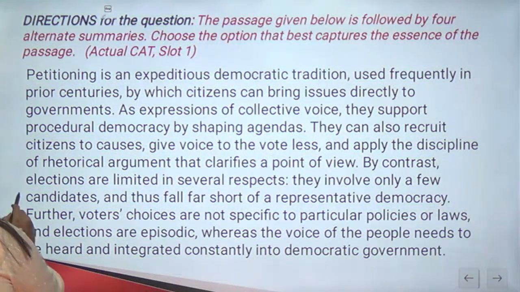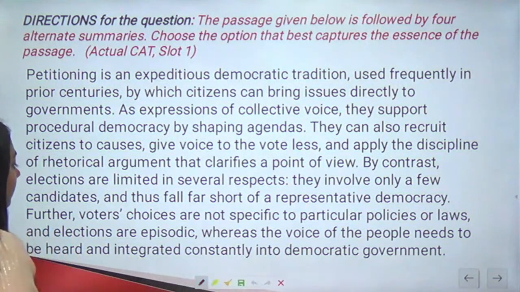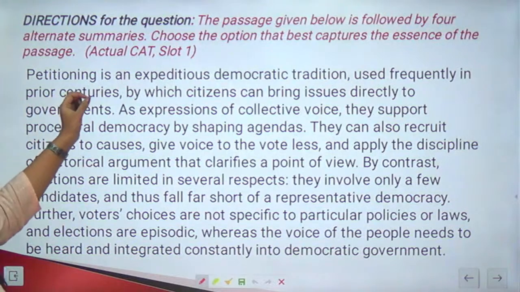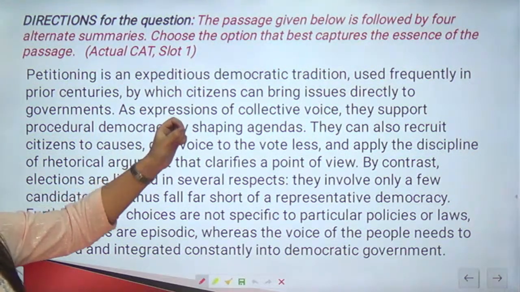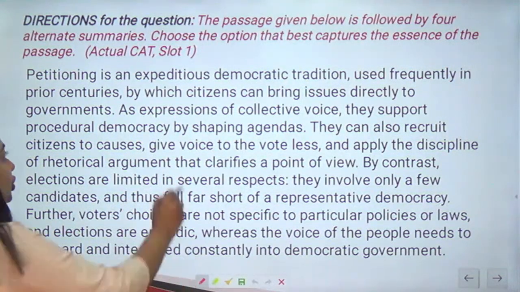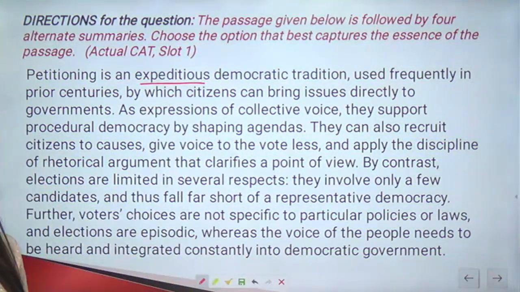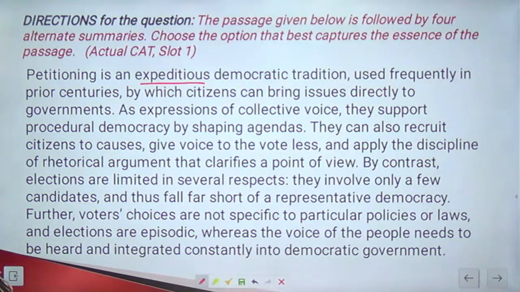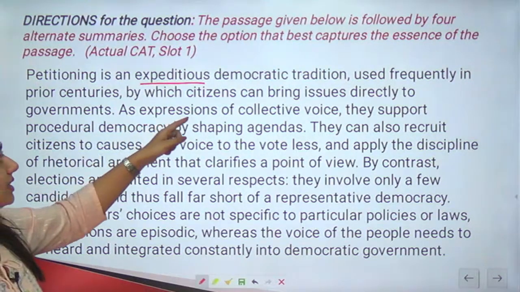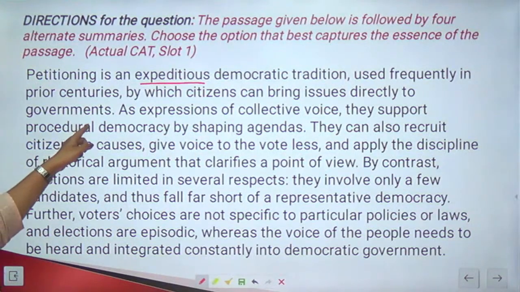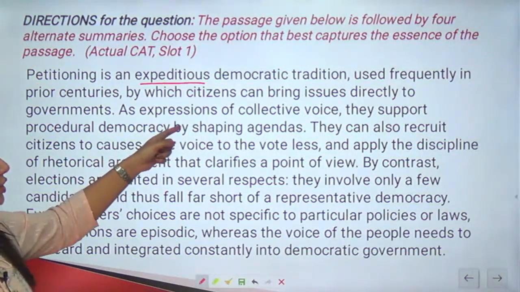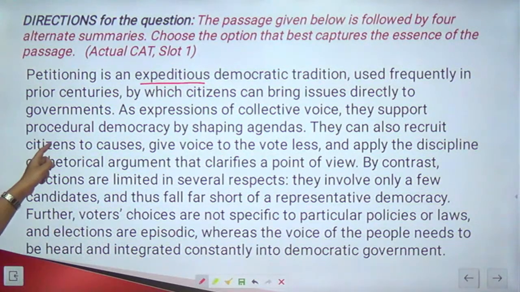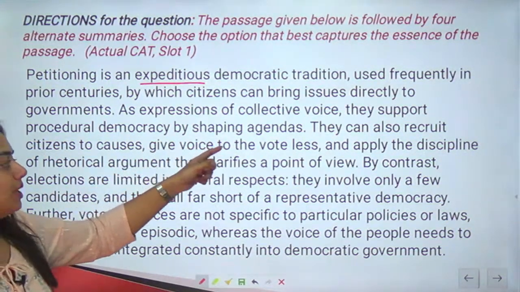Let me just select the pen. So petitioning is an expeditious democratic tradition. Now the key word. You would come across words which you would find difficult, but then sometimes knowing their meaning will change the game. So democratic tradition used frequently in prior centuries by which citizens can bring issues directly to the governments. And as expressions of collective voice, they support procedural democracy by shaping agendas.